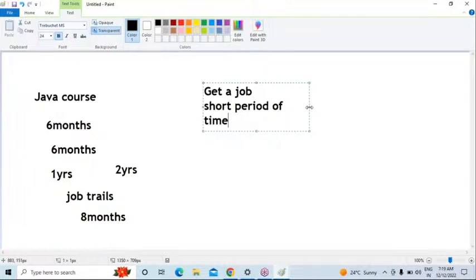So here everyone's goal should be like that: we need to get a job within a short period of time. For that reason, most of the people are choosing this testing tool.